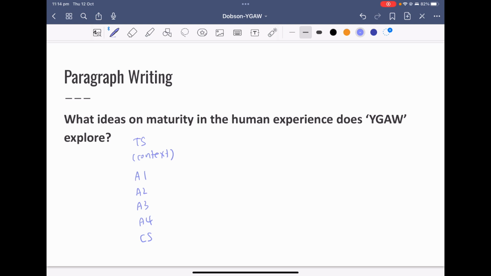Now, in regards to the analyses that you're writing, please don't just choose random ones. You need to narrow down on a particular idea that you want to talk about in regards to maturity. So you're not just going to be saying, oh yeah, Young Girl at a Window explores ideas on maturity. You need to tell me, what about it? So is it perhaps the inevitability of maturity, or the fact that we need to embrace the inevitability of maturity in the human experience for whatever reason, that kind of thing. You need to narrow that down in the topic sentence.